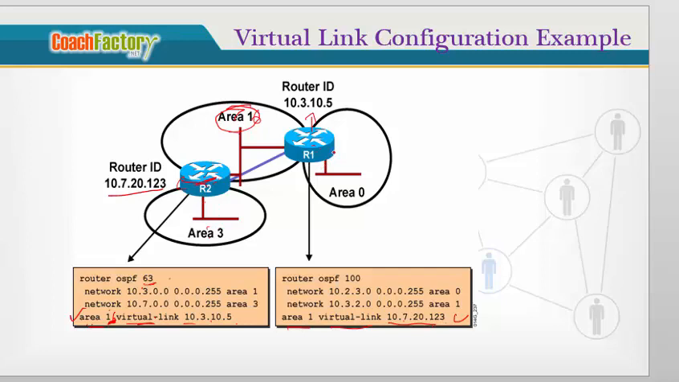Once we configure this, area 3 routers can communicate with area 0 routers as well as area 1 routers. But a virtual link is only recommended as a backup or temporary connection. We should not use a virtual link as a permanent connection between area 3 and area 0. This is the recommendation from Cisco.